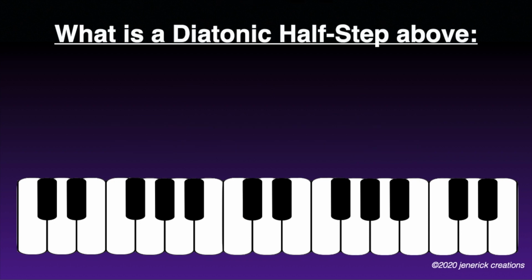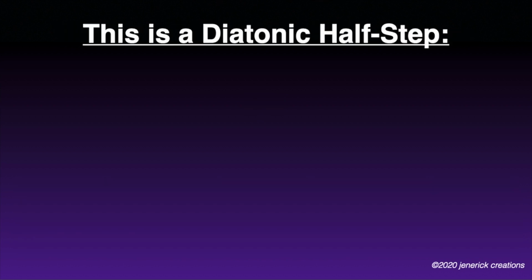So what is a diatonic half step above E? There's our E. We go up a half step. Notice there's no black key here. Since there's no black key in between the two, the white key to the white key is a half step. So that note would be F. What is a diatonic half step above F sharp? There's our F sharp. We go one half step. And what is that letter name? That would be G.